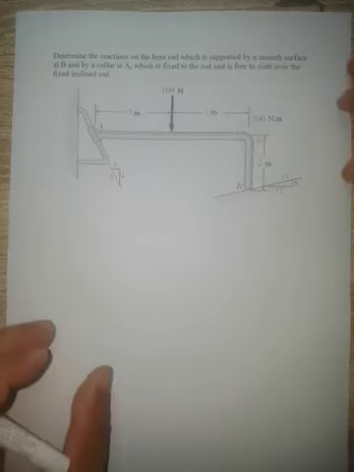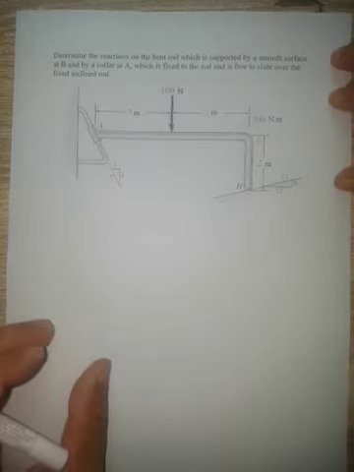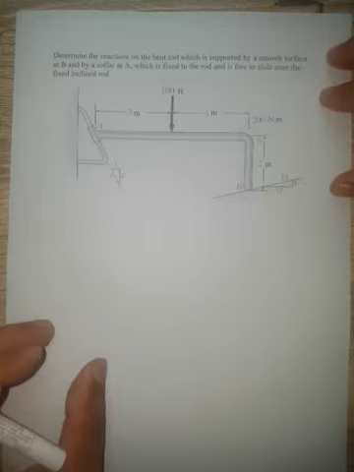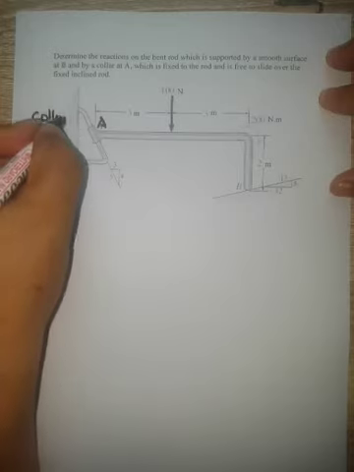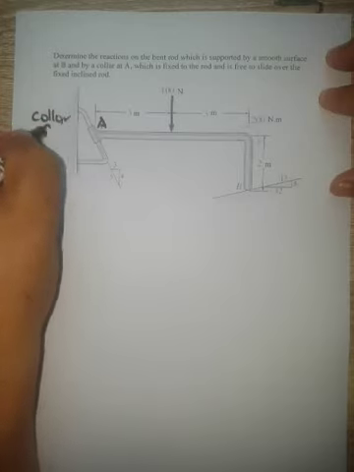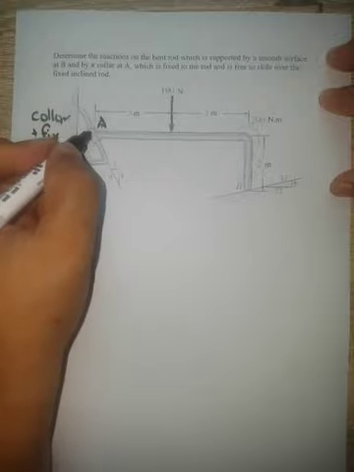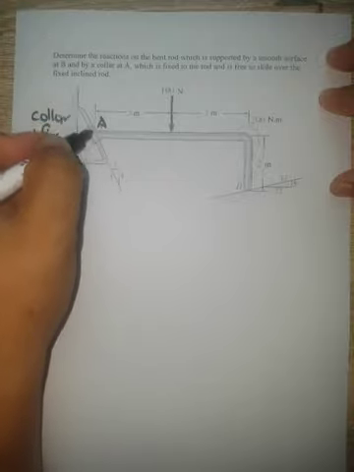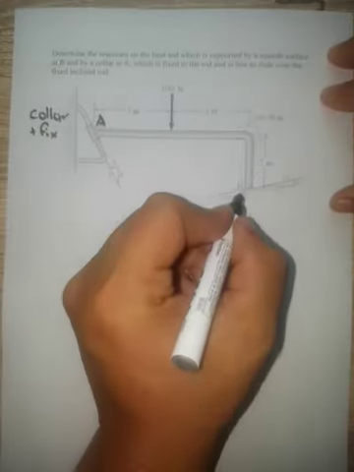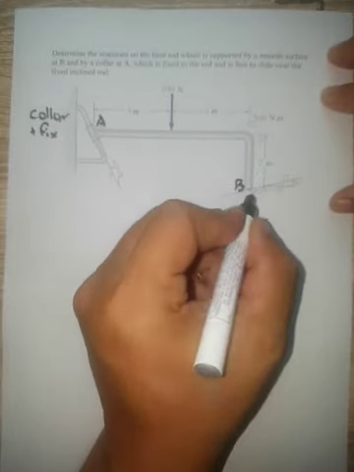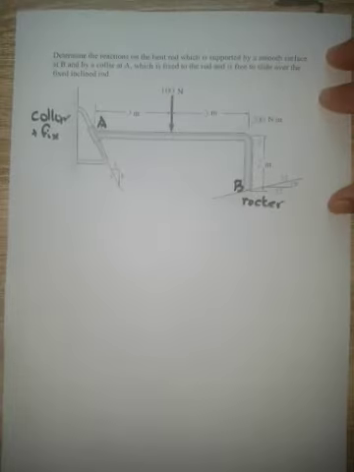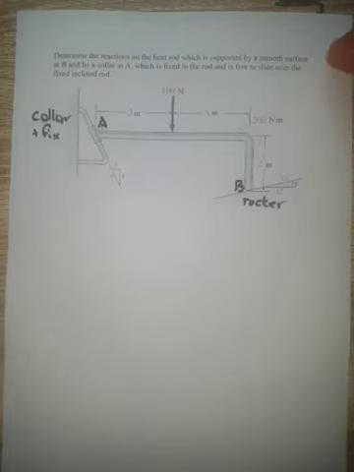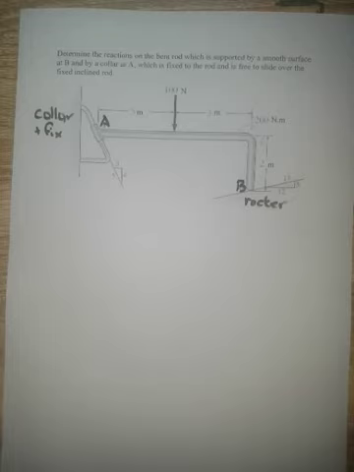Determine the direction on the bent rod which is supported by a smooth surface at B and by a collar at A. Okay, here at A we have a collar support, which is a fixed connection with the collar. It has a smooth rod here, and at joint B we have a rocker on a smooth surface. So you need to understand the type of the support and how we are going to replace the support with the reaction loading.